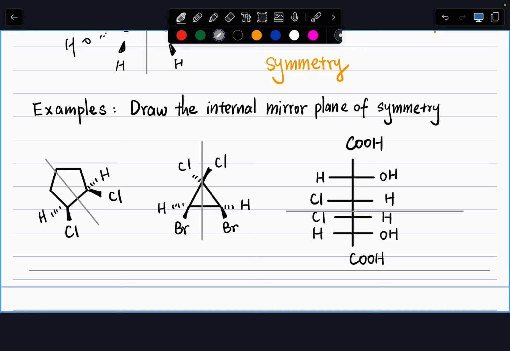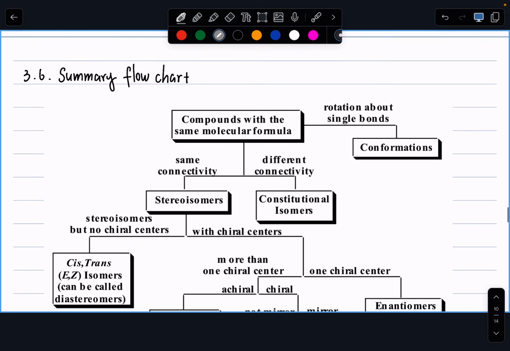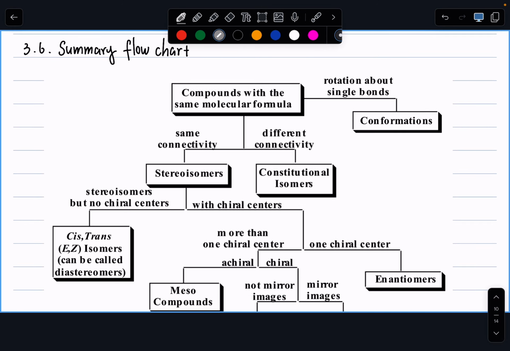And let's do a review, and then we'll take some questions together. So far, we went over different concepts of chirality. Let's just do a flow chart type of review and see what we have covered so far. All right, so this is a quick summary flow chart. Your textbook has a much bigger one with examples and everything, so I'll use a simpler version in our lecture.